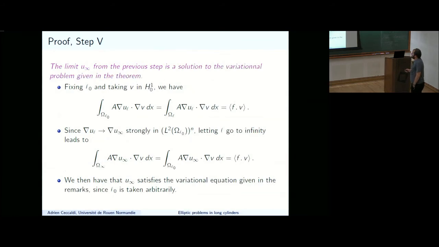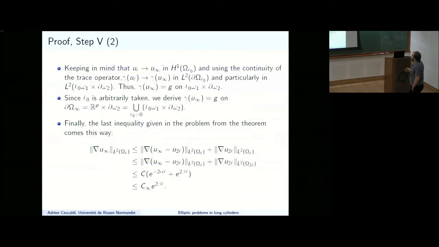Then we show that U infinity is a solution to the variational problem. To do so, we fix L0 once again. We use the strong convergence of the gradient of UL to the gradient of U infinity, and so we pass to the limit here, having this equality. Since this is verified for any L0 arbitrarily taken, we actually have that U infinity verifies the variational equation that we gave in the remark after the theorem.